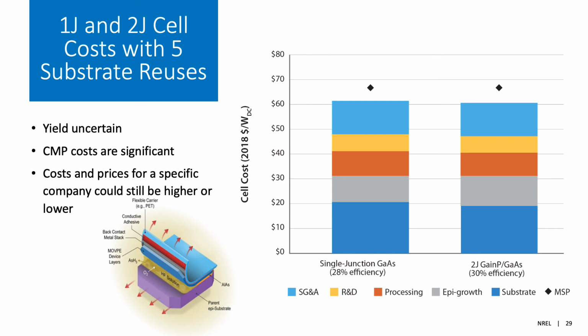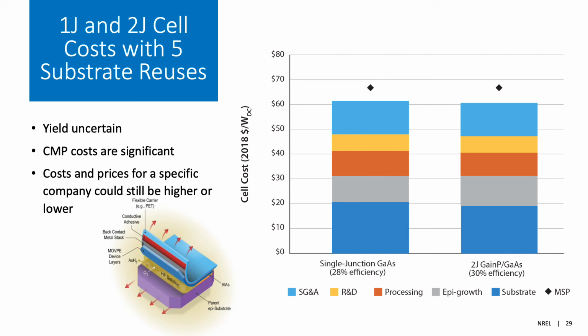But what you can see from these results is that even with the substrate reuse, the costs are still pretty high. Manufacturing costs are around $40 a watt, and then MSPs are between $60 and $70 a watt for both technologies. The higher efficiency of the 2-junction offsets the increase in the epitaxial growth costs associated with that, because the efficiency also helps to drive down the non-epitaxial growth costs of the cell.